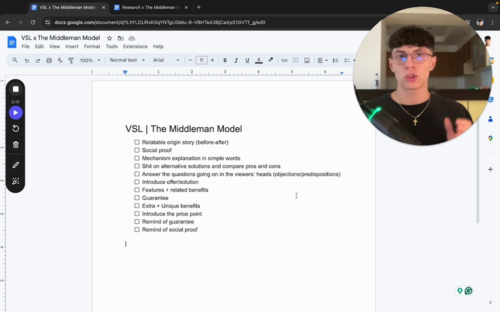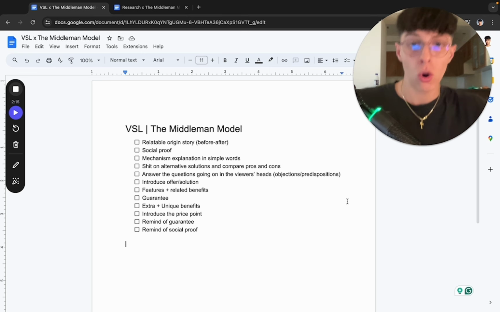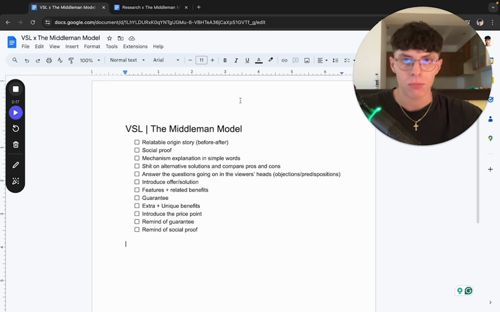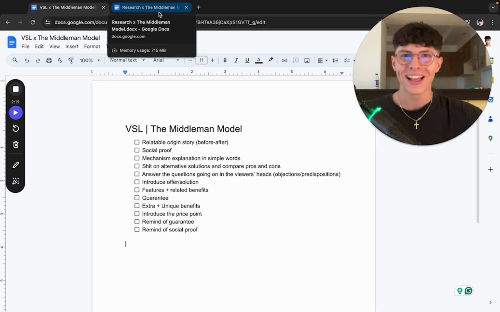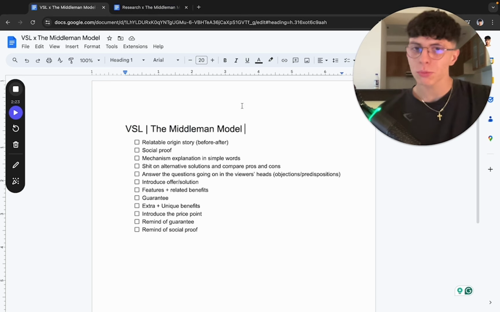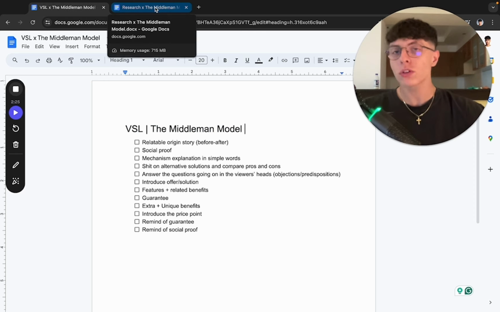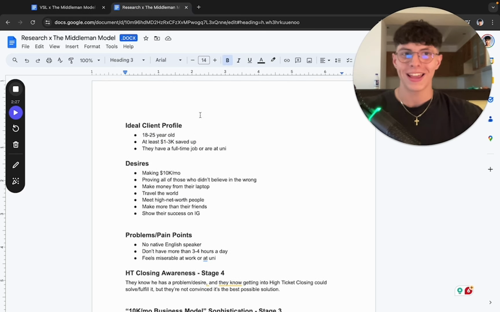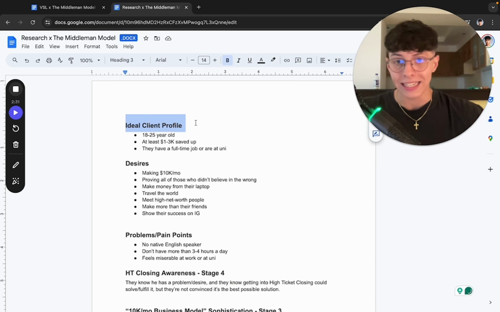But I say let's get started and let me show you what I did to prepare myself before writing the copy. Because as we know, copywriting or writing stuff like this is not about the writing, but much more about the research. So I obviously did a lot of research before getting into writing this copy. So let's go ahead and go over the ideal client profile.